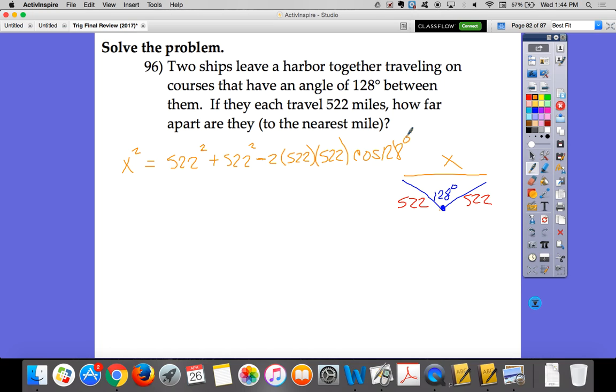Okay, huge number, but you've got to do the square root of it, remember? You don't want the square, you want plain old x. 938, and it said to the nearest mile, so 938 it is. Not too bad. It's just a matter of, can you draw your picture?